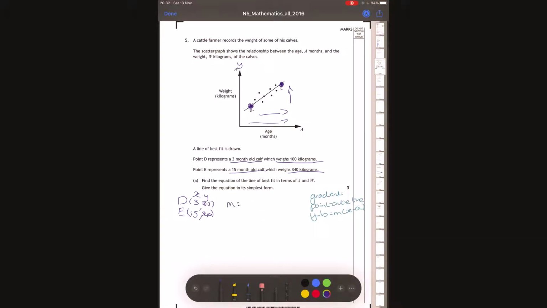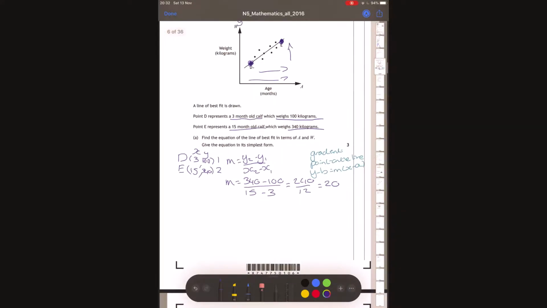So m is equal to y2 minus y1 over x2 minus x1. M is equal to... Now, which one am I going to call? I'm going to be strategic here and call the one with the largest numbers 2, and D 1. So y2 is 340 minus 100. x2 is 15 minus 3. That is 240 over 12, which is equal to 20. So our gradient is equal to 20.